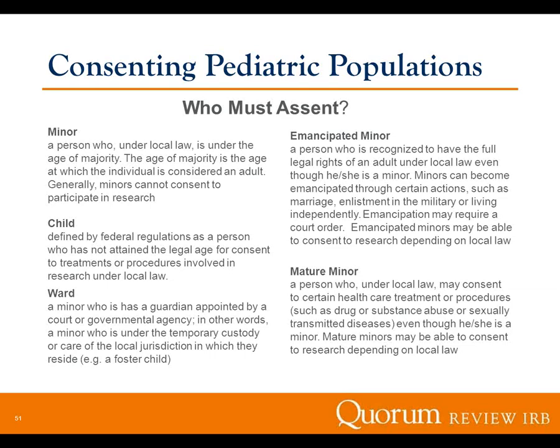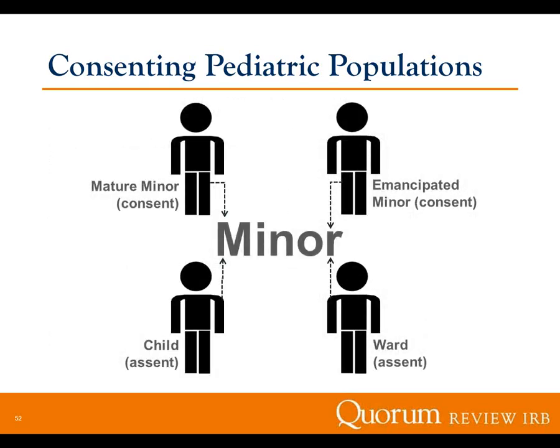Let's try to conceptualize this. So again, we have minor. This is the overarching term because each of the 4 people on the outside of this chart here would be considered a minor because they're under the age of majority in their local jurisdiction. But at the top, a mature minor and an emancipated minor may provide consent to be in the research, so they can consent for themselves. But down below, if you have a child or a ward who are also a minor, they must provide assent. So parents or guardians will consent on their behalf, and the child or ward will provide assent.